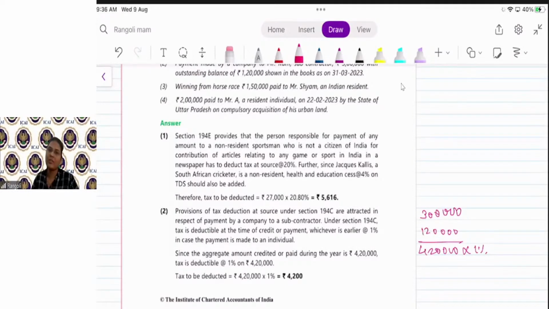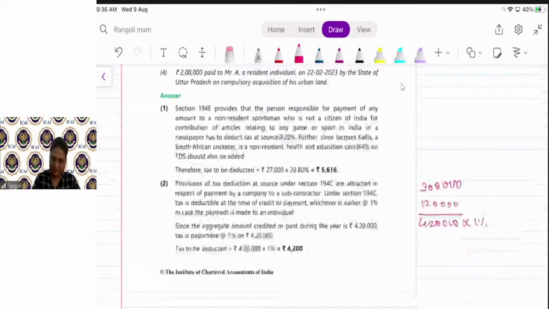Winning from horse race, 1,50,000 paid to Shyam, an Indian resident. It is casual income, so 30% TDS is applicable. So 1,50,000 into 30%, 45,000 TDS is required to be deducted under section 194BB. 2 lakh paid to Mr. A, a resident individual, on 22nd Feb 23 by state of Uttar Pradesh on compulsory acquisition of his urban land. Again, my dear friend, it is less than 2,50,000, so no TDS is required to be deducted.